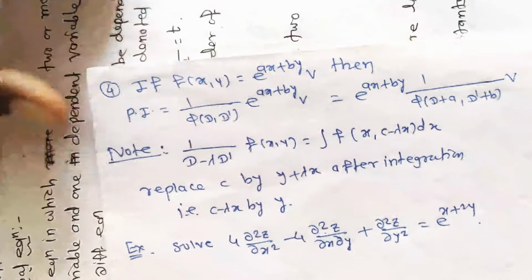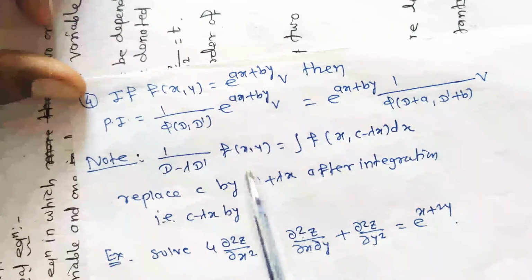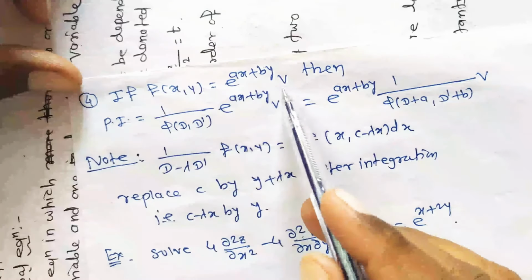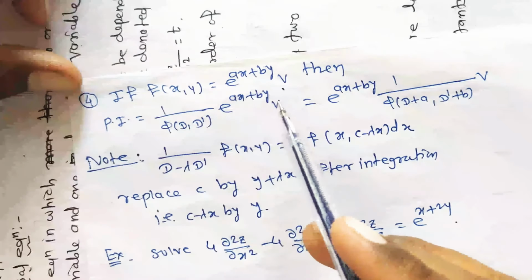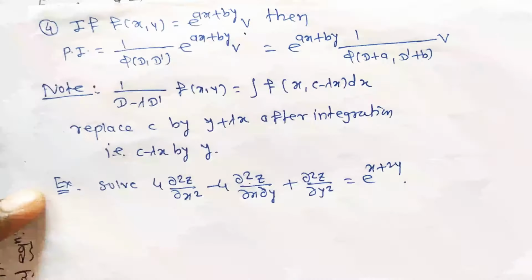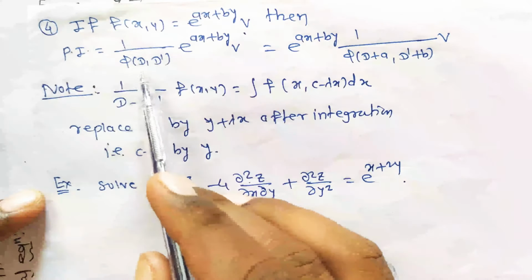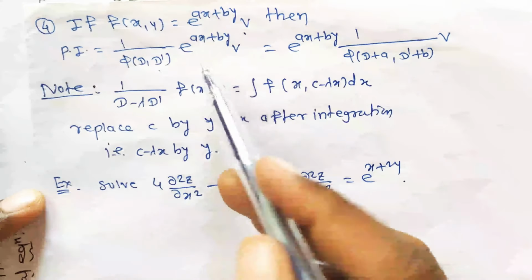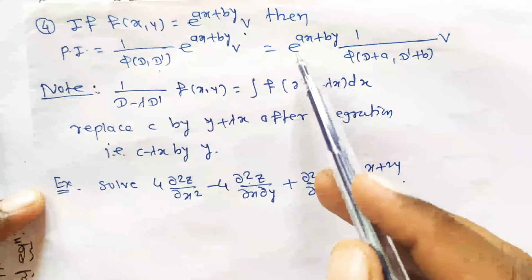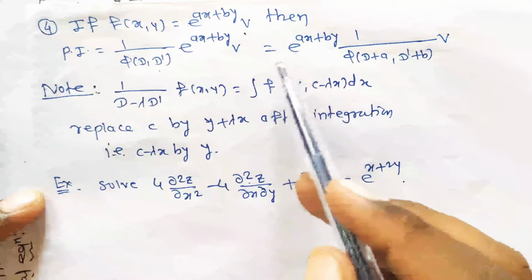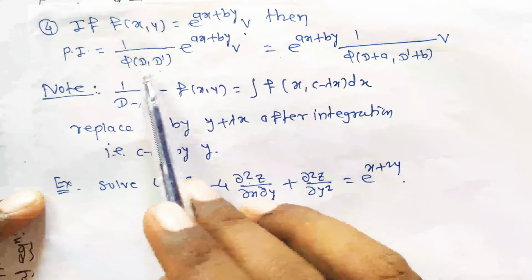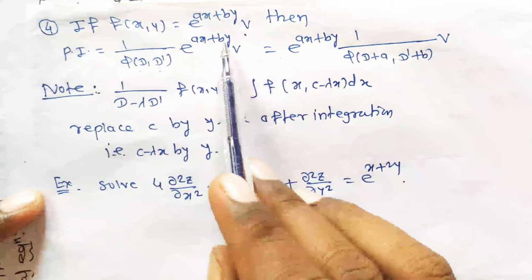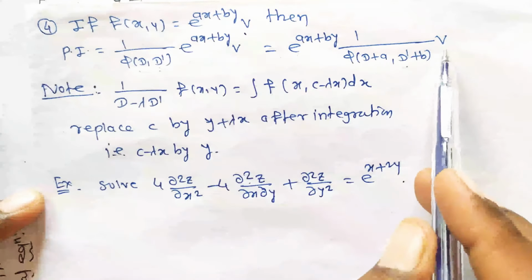Then the next formula is, if f of xy is equal to e to the power ax plus by into v, where v is any function of x and y, then PI equals 1 upon phi of D, D dash, e to the power ax plus by into v, which can be written same as in the linear case: take e to the power ax plus by outside and replace D by D plus a, D dash by D dash plus b, into v.